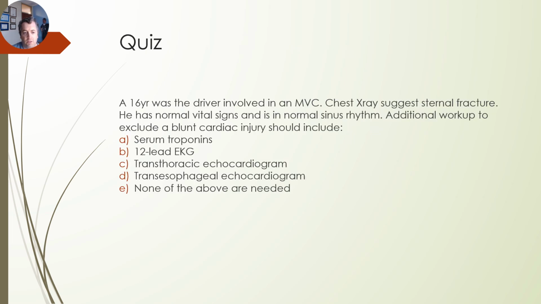Let's move on to the quiz. A 16-year-old driver involved in an MVC has a chest x-ray suggesting sternal fracture. He has normal vital signs and normal sinus rhythm on the monitor. What else do you want to do to exclude a blunt cardiac injury in the setting of that chest x-ray? Serum troponins at 12 hours, EKG, some form of echocardiogram. None of the above are really needed, although no one would fault you if you got an EKG, really.